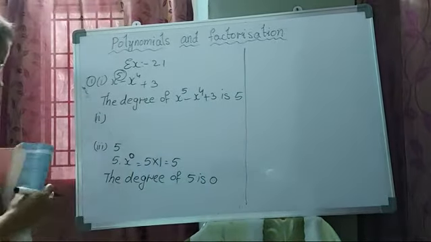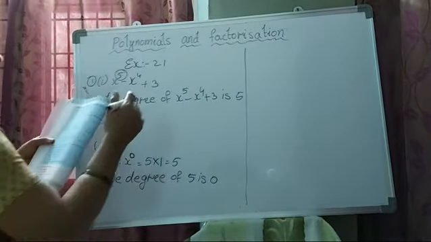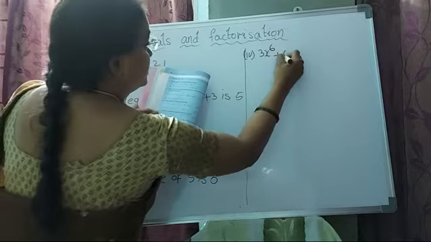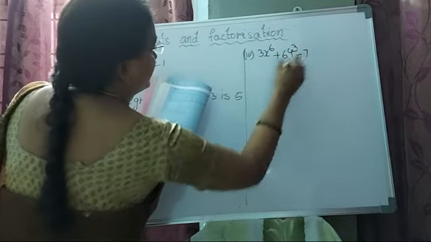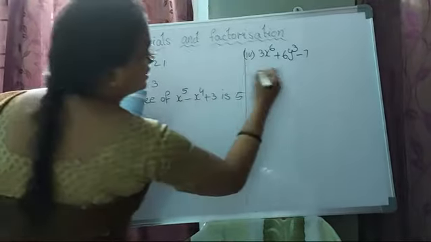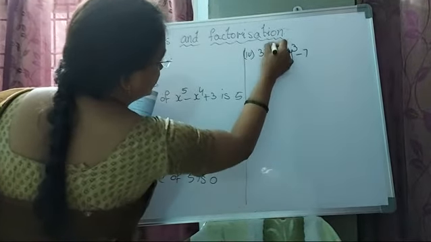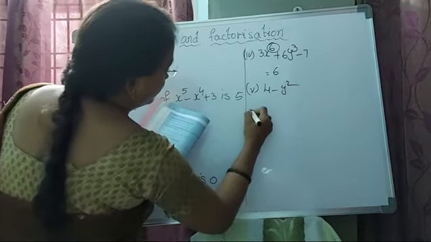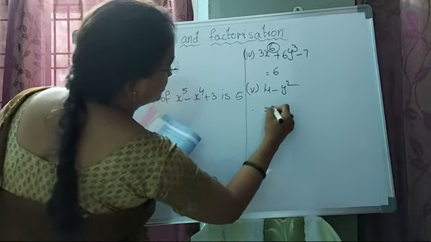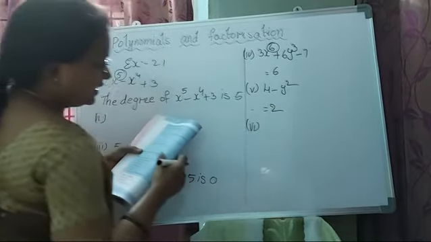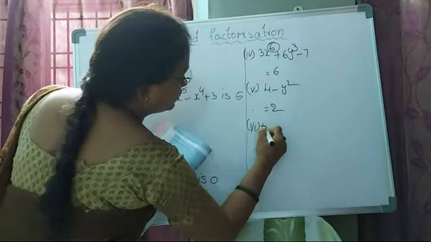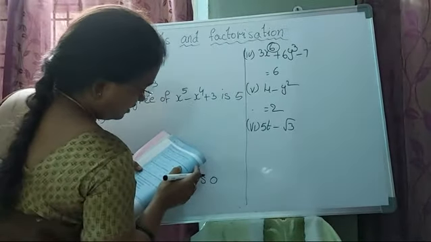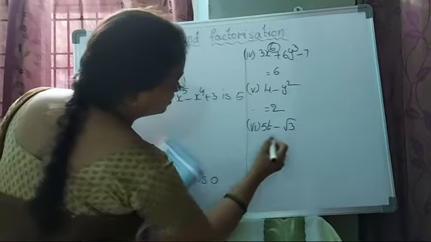Okay. Next. Fourth one, 3x power 6 plus 6y cube minus 7. The degree is, you write everything, the degree is 6. Highest degree is 6. Next one, 4 minus y square. The degree of this particular polynomial is 2. Next, the degree of this one is 5t minus root 3. So 5t minus root 3, the degree is 1.